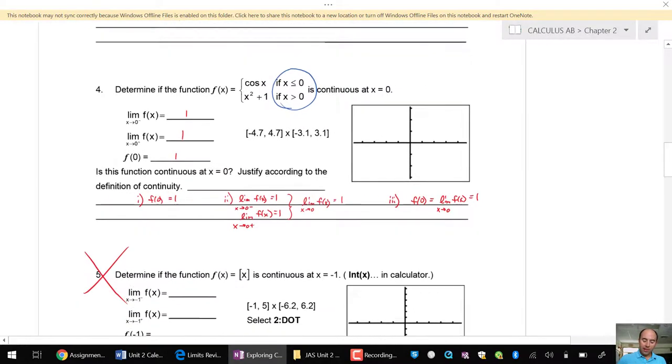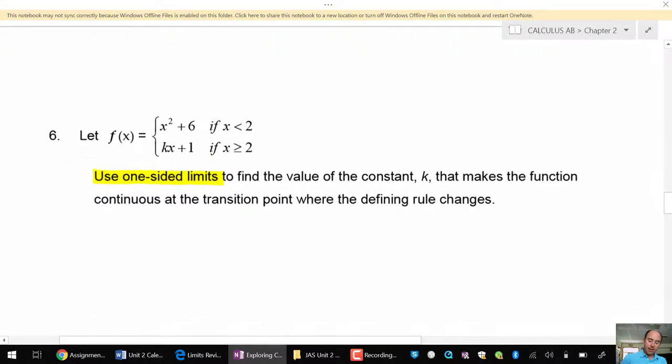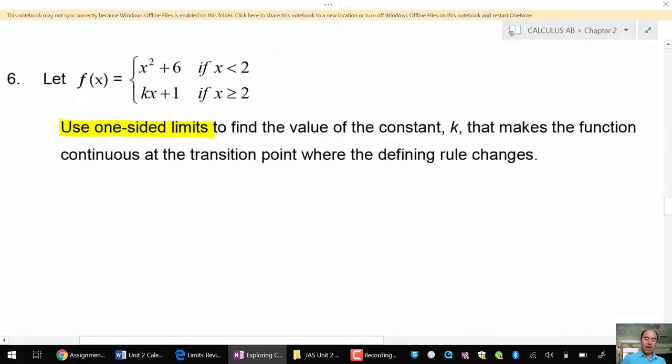Now, there's one last example I'd like to talk about with you. This is an example that you may find on an assessment, an AP exam review, or a multiple choice question at some point. It's a piecewise function that's broken here at x equals 2. And the problem is asking us to use one-sided limits to find the value of the constant k that makes this function continuous at the breakpoint, or the transition point. The key phrase right here is to use one-sided limits.